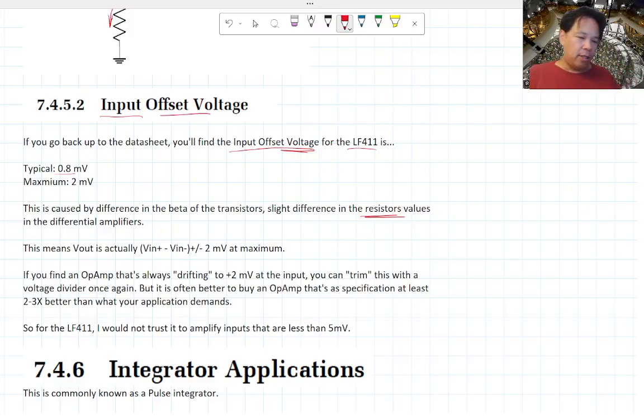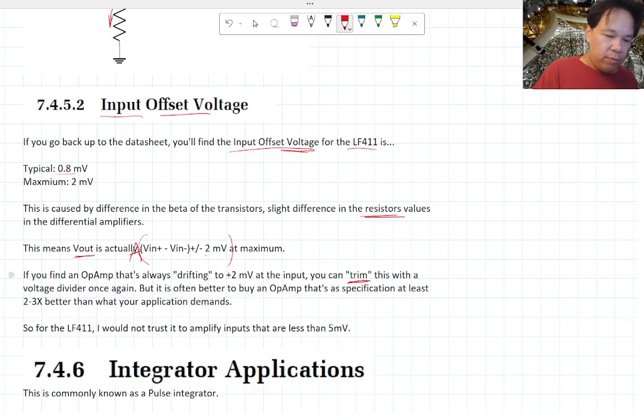This means your V out is not actually exactly V in plus minus V in minus, times A. It's actually that plus or minus about 2 millivolt. So you're going to find that this 2 millivolt is going to be drifting around your input.